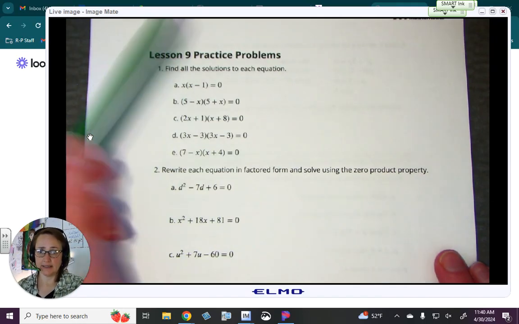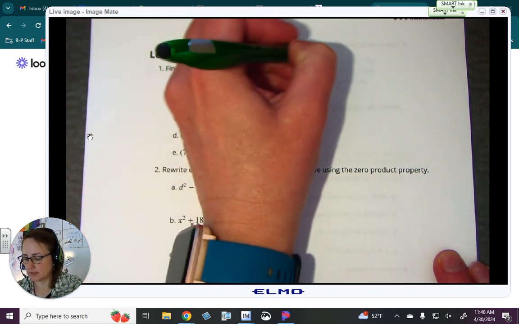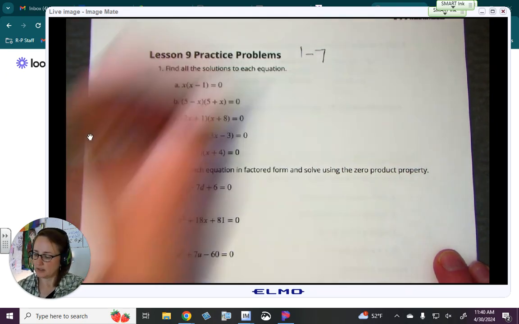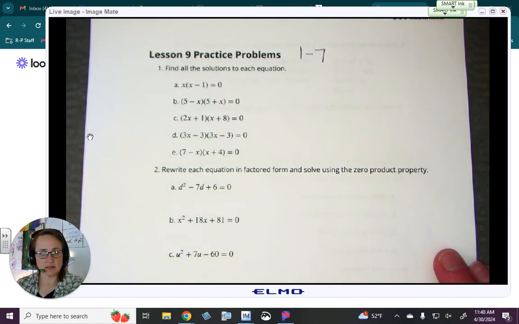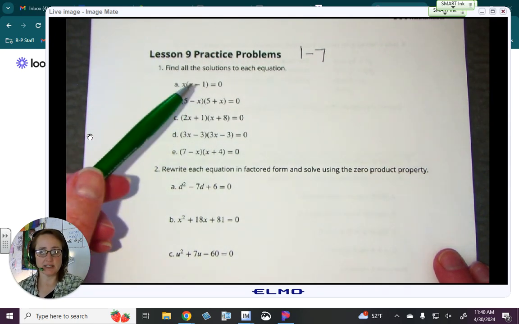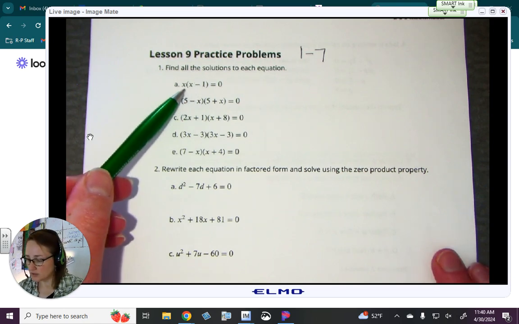Lesson 9 in Unit 7. We're just looking at some practice problems. We were supposed to do lessons or questions 1 through 7, so let's start there. It first asks us to find all the solutions to each equation. So we're going to make sure that we have all of our solutions.